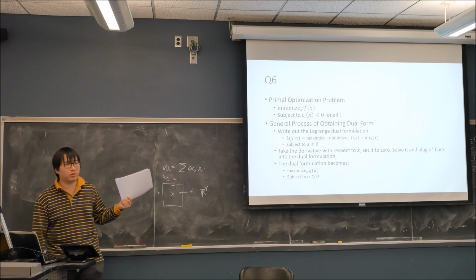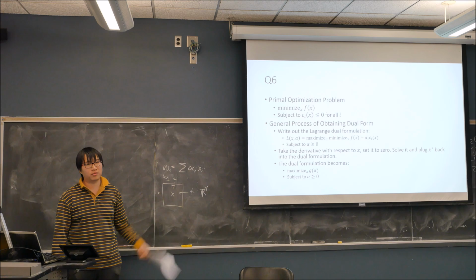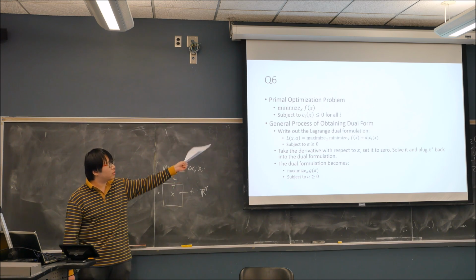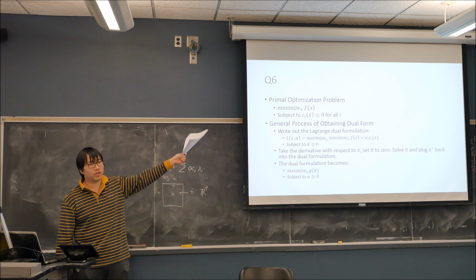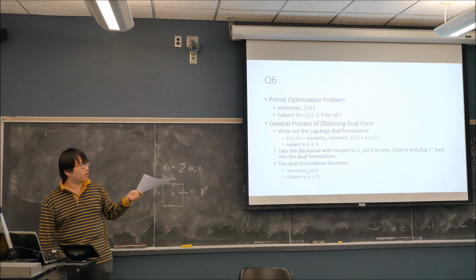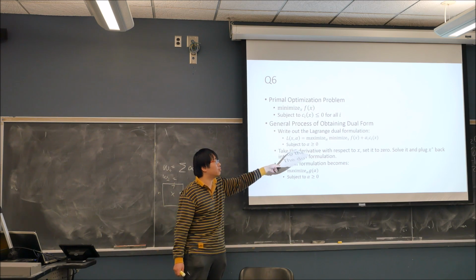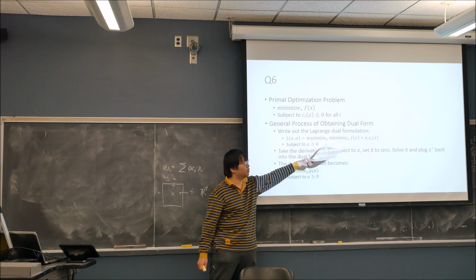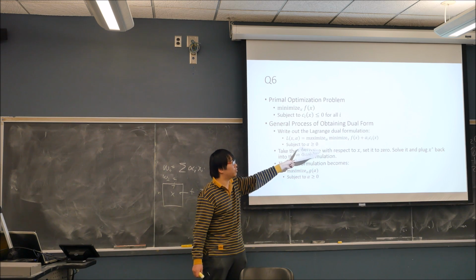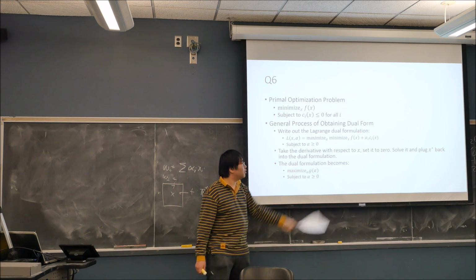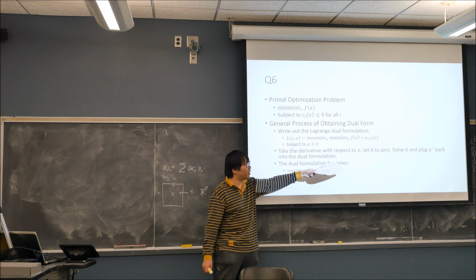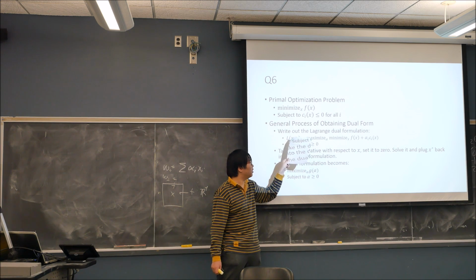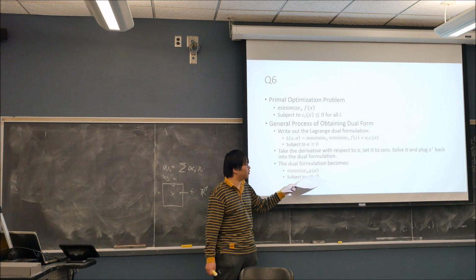So an optimization problem looks like minimizing some objective function subject to some constraints. The general process of obtaining the dual form is you first use a Lagrange multiplier, and then put the constraints into the primal form. And then the Lagrangian function is maximizing over this slack variable and minimizing over the original variable, subject to alpha being greater than 0.